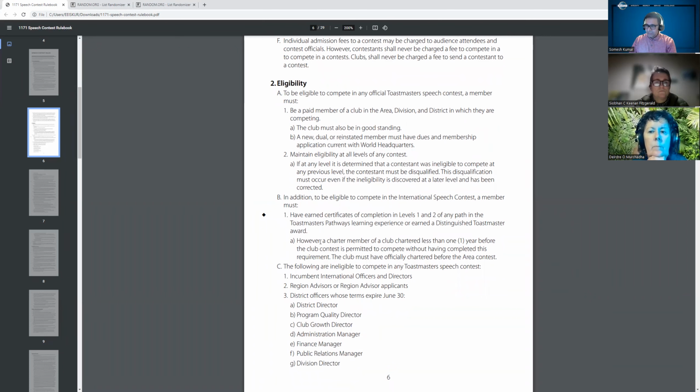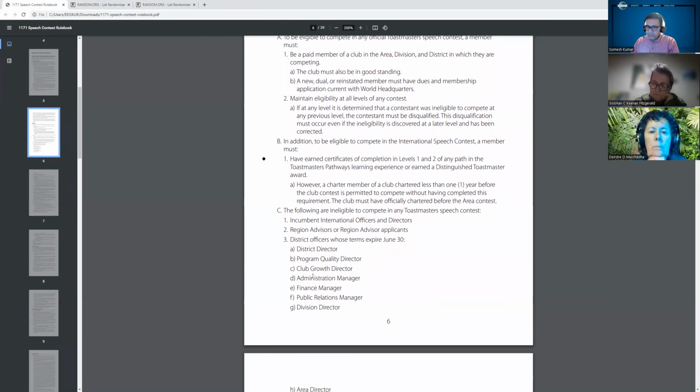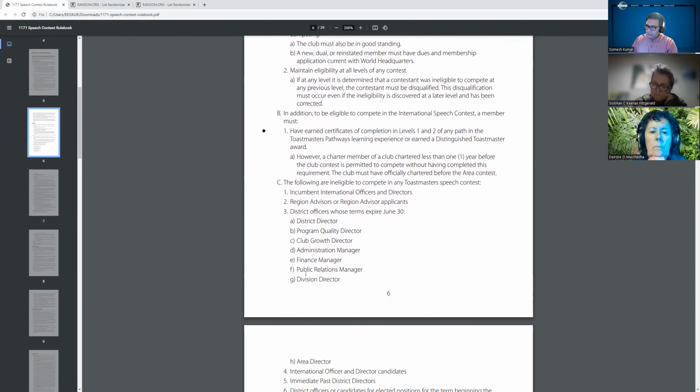But then they have this clause here: a charter member of a club chartered less than 1 year before the club contest is permitted to compete without having met this requirement. So basically, any club which is chartered less than 1 year before the club contest, their members are getting an exception. Otherwise, this rule has to be satisfied for the international speech contest. And anyone who is running for any of the district officer roles and the regional advisor roles is not eligible as well.